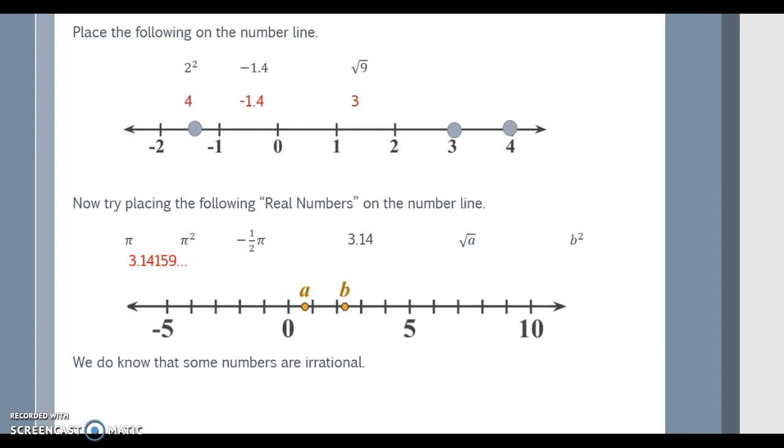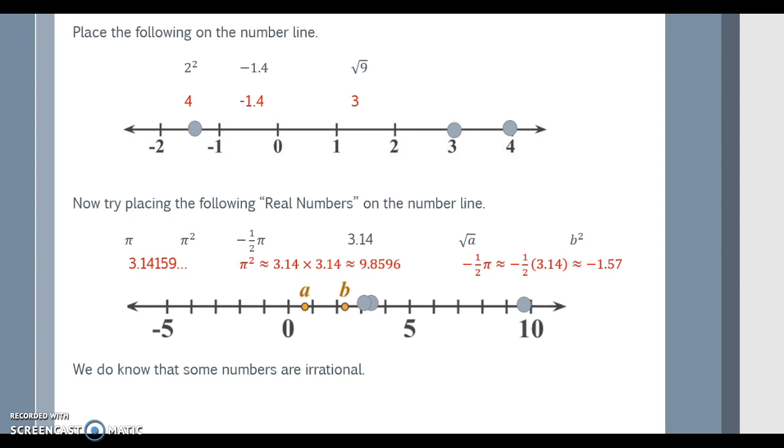I have pi, pi squared, negative 1/2 pi, 3 14/100, the square root of a, and b squared. So I already know that pi is 3.14159, etc. So I can place that about where it should go. I can then place each one of these where they might go, because I know that pi squared is 3 14/100 times itself, so 9.8596, so that's going to go closer to 10.